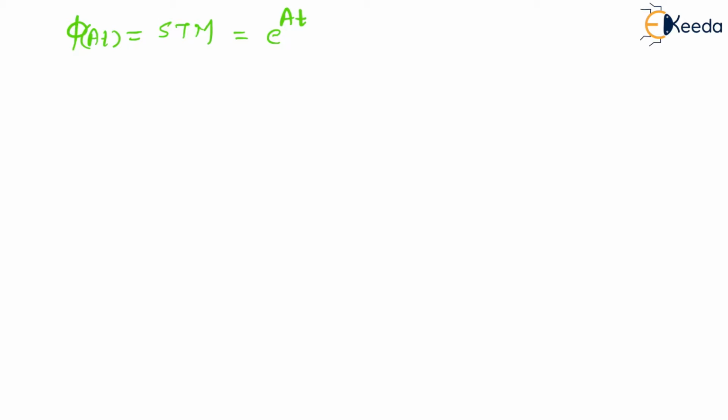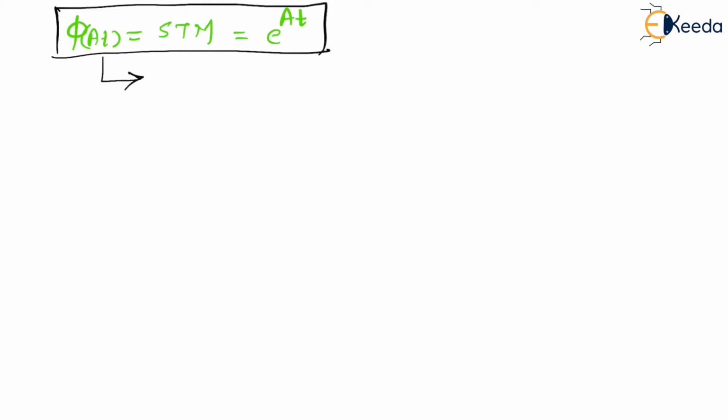So in order to find the value of e raised to at, we have got three methods. Let us see them. The first method that we have is called the useless method, or let me call it method 1, which is called the power series method. Why it is useless, I will tell you. Don't worry.